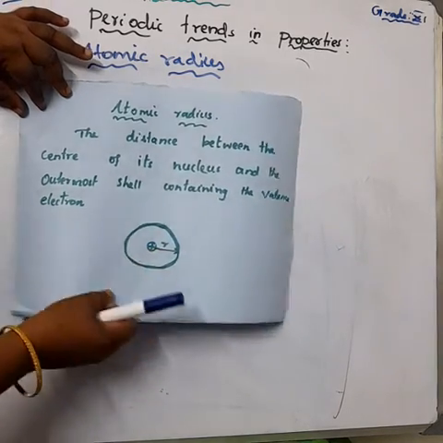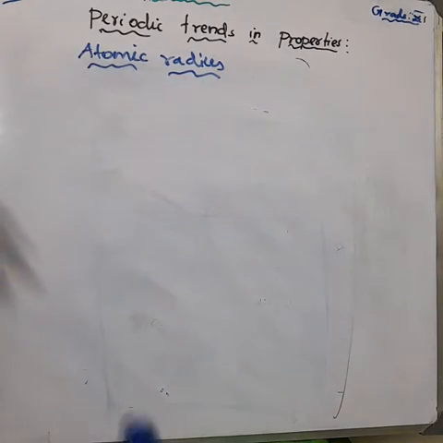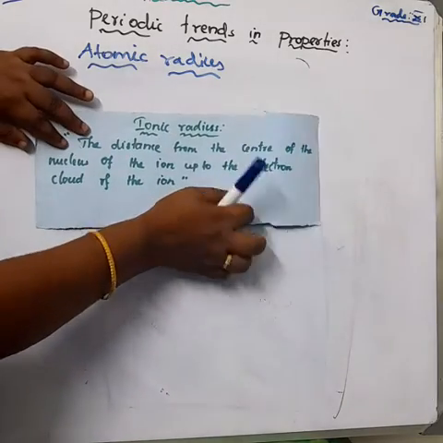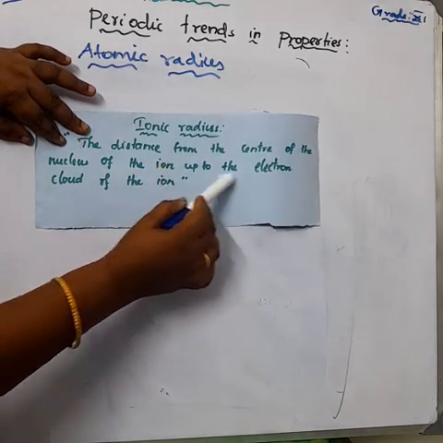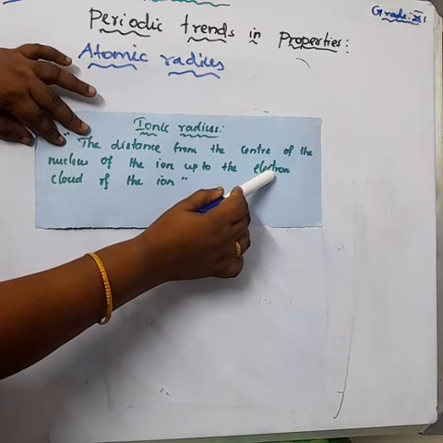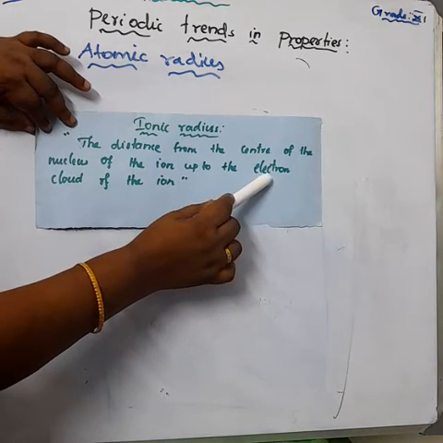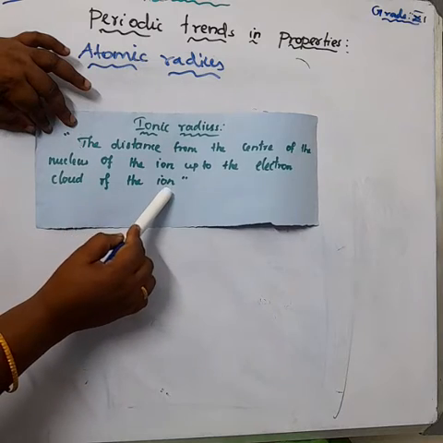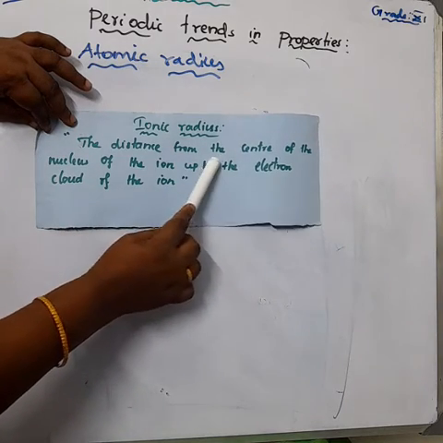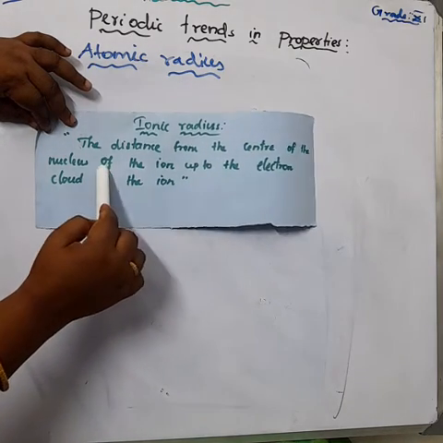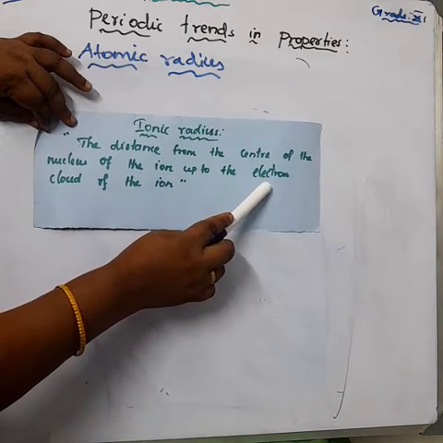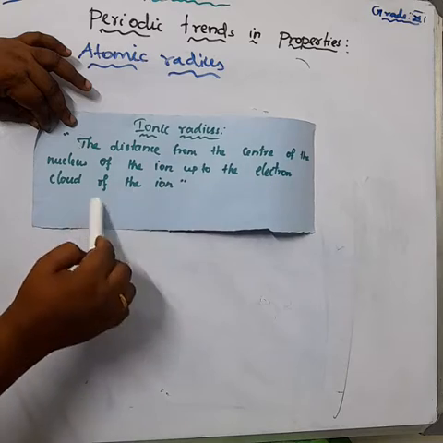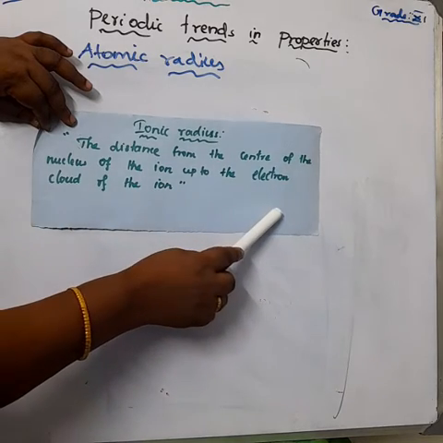Ionic radius. What do you mean by ionic radius? Ionic radius is defined as the distance from the center of the nucleus of the ion up to which it exerts its influence on the electron cloud of the ion. That is called ionic radius.